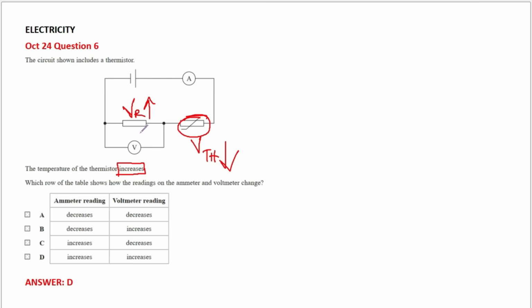Now comes the current part. If the resistance of the thermistor decreases, the entire resistance of the total circuit also decreases. If the resistance decreases, the current increases, right? So the ammeter reading increases. Therefore, the answer should be voltmeter reading increases and ammeter reading also increases. Increases and increases. Answer is D, of course.